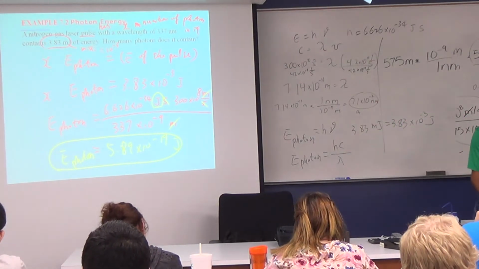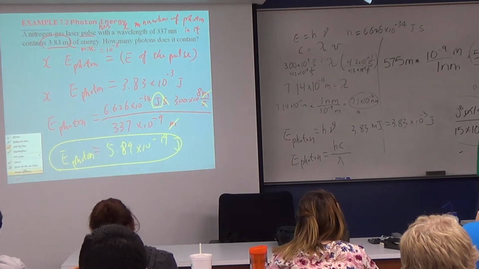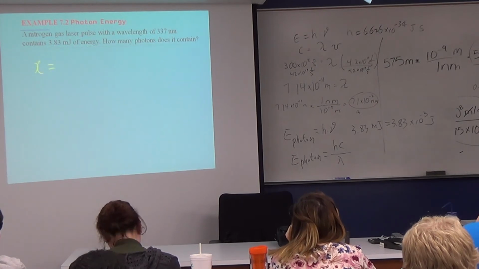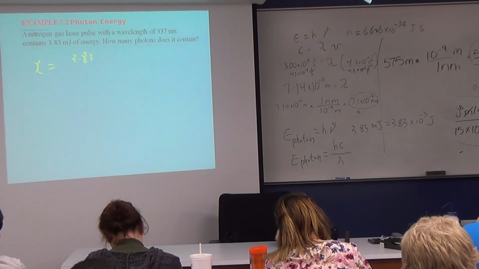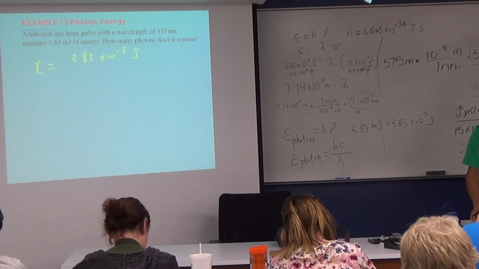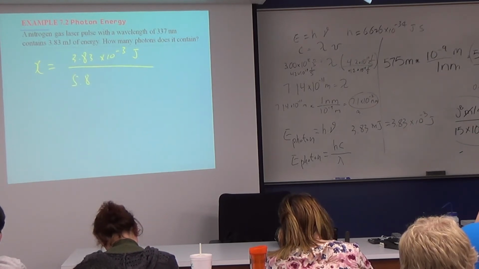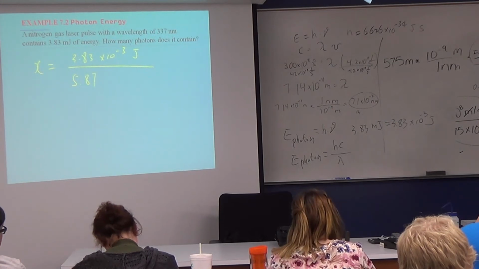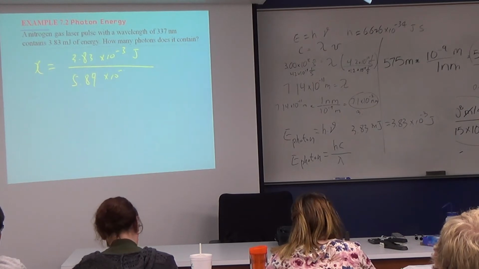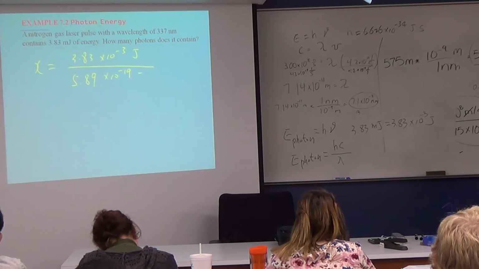All right. So let me erase those. Okay. So we have x equals 3.83 times 10 to the negative 3 joules, divided by, what do you say, 5.87, right, Maggie? 89. Oh, 89. Times 10 to the negative 19. This is what you need. Those are joules.